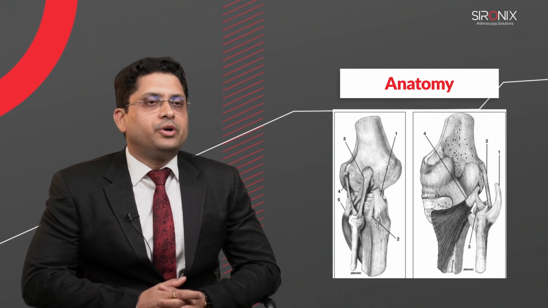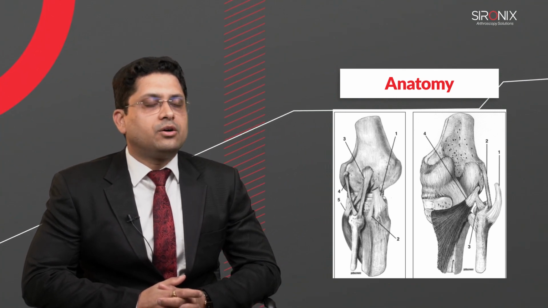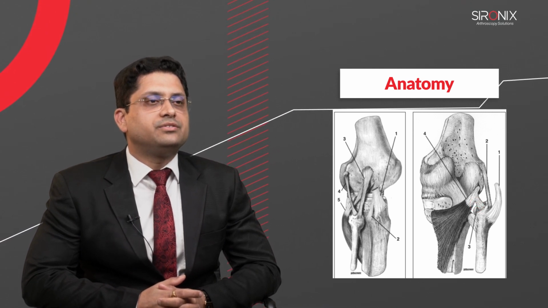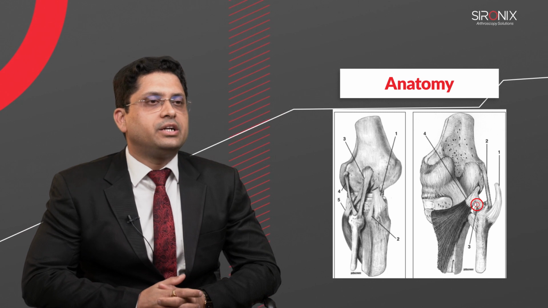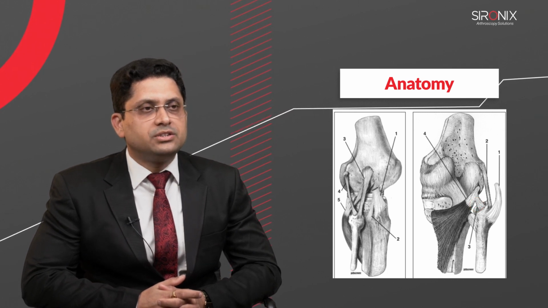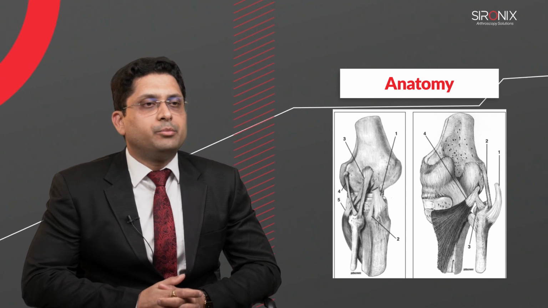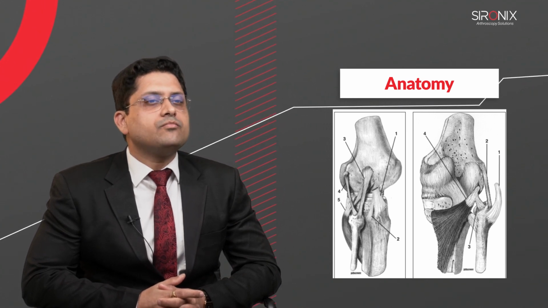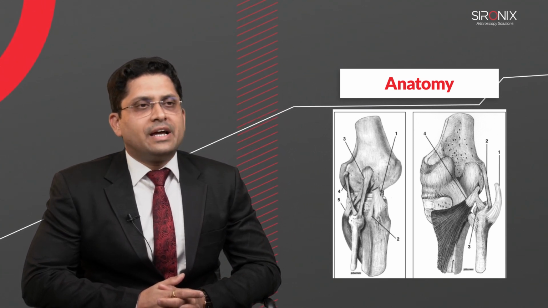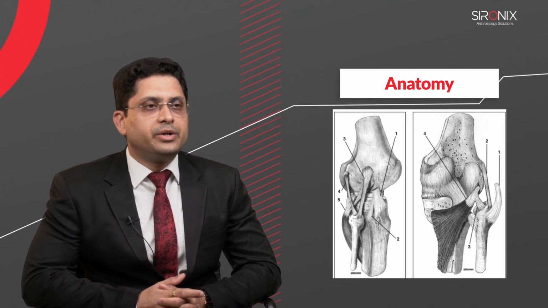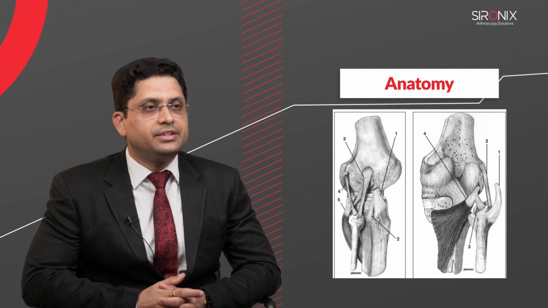The third most important stabilizer of the posterolateral complex is the popliteofibular ligament. It originates from the popliteus myotendinous junction, and it inserts around 1.3 mm distal to the fibular styloid. There are two dynamic stabilizers of the posterolateral corner. One is the iliotibial band, which inserts onto the Gerdy's tubercle.